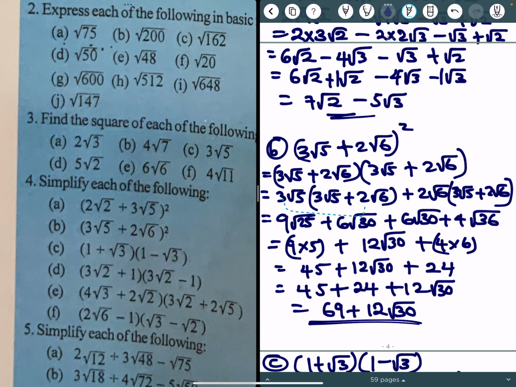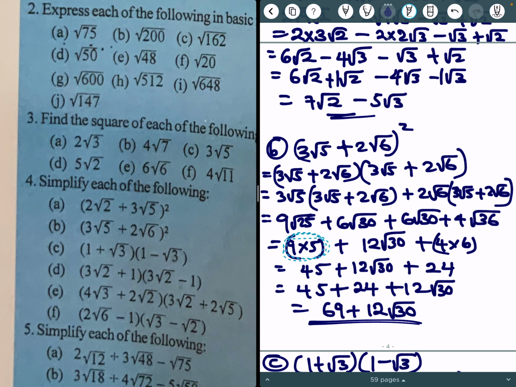The next multiplication is 3 times 2, 6. I'll multiply numbers first before multiplying their surds. Root 5 times root 6 gives root 30. Also, 2 times 3, 6. Then root 5 times root 6 gives what? Root 30. That's also 6 root 30. Then 2 times 2, 4. Root 6 times root 6 is root 36. So this is 9 times 5.